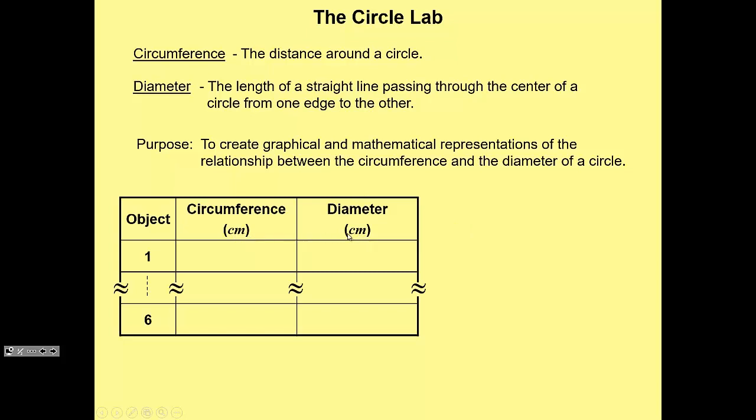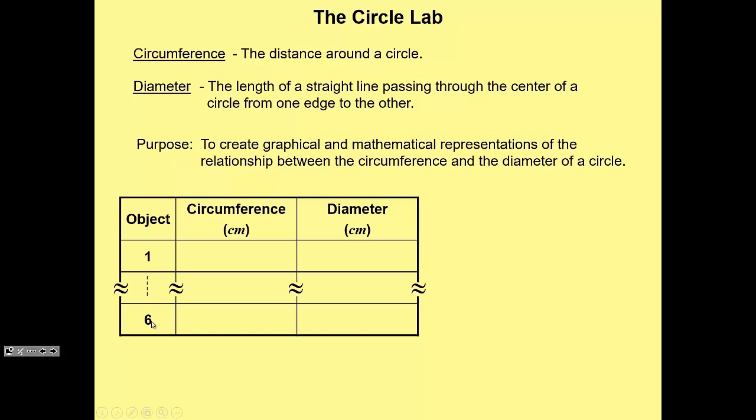Notice we're measuring them in the same thing. I don't want one in meters and one in centimeters, right? There's centimeters both ways. These little squiggly lines here just meant that I couldn't fit my entire data table on the screen and make it big enough to see, so it's a broken data table. But it's going from 6 objects, all right?